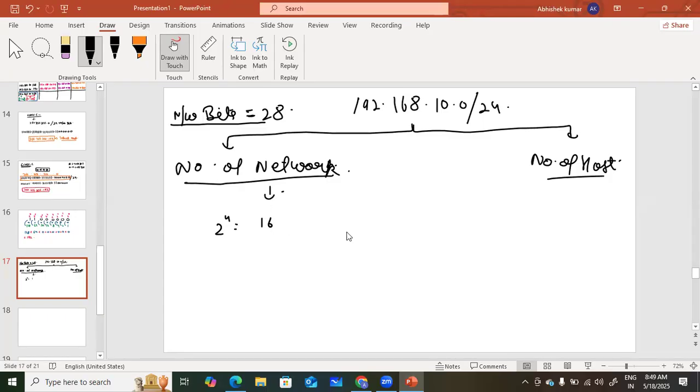2 to the power 4 will be 16. Yeah, 16. And the number of hosts, 16 minus 2, you get 14. Now make the table out of this one.